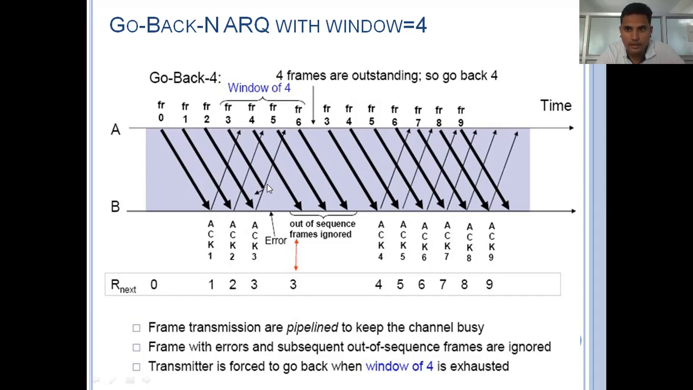I think you understand this problem. The error occurred at frame 3, but out-of-sequence frames are ignored here, so acknowledgements 4, 5, 6, 7, 8, 9. Frame transmissions are pipelined and keep the channel busy. Frames with errors and subsequent out-of-sequence frames are ignored. The transmitter is forced to go back when the window of 4 is exhausted.